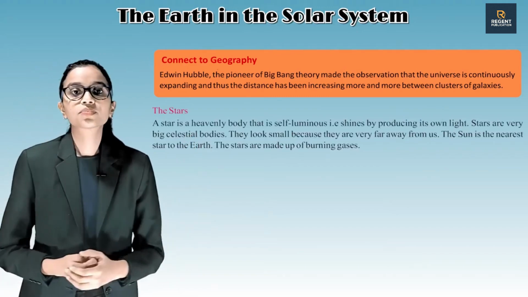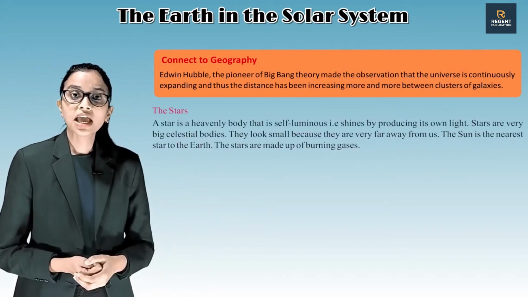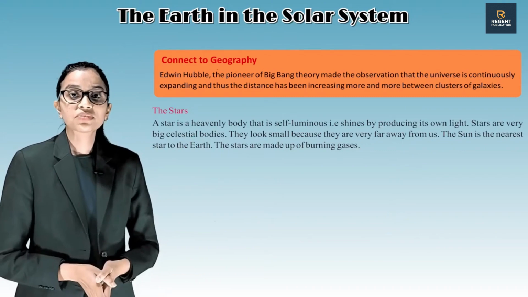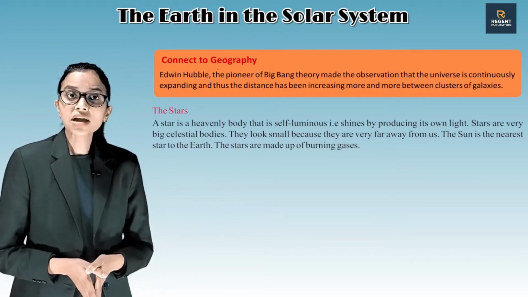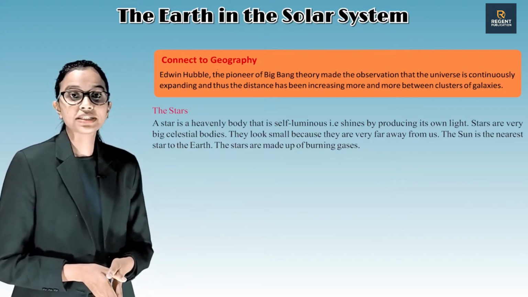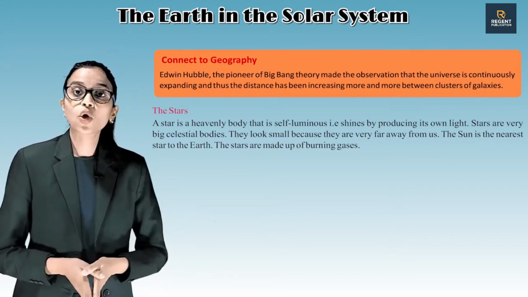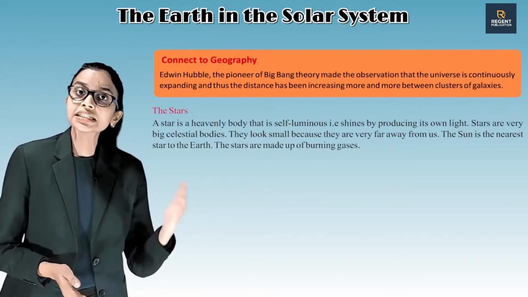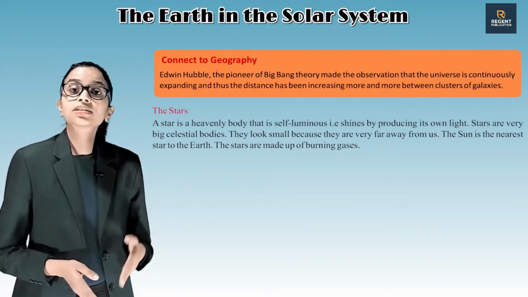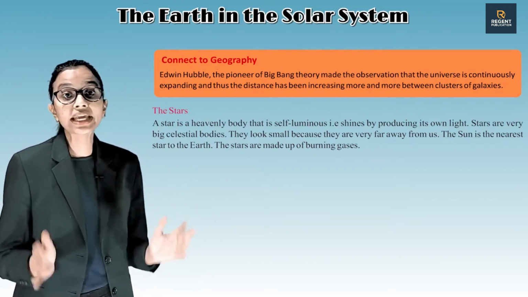The stars. A star is a heavenly body that is self-luminous, that is, it shines by producing its own light. Stars are very big celestial bodies. They look small because they are very far away from us. The sun is the nearest star to the earth. The stars are made up of burning gases.